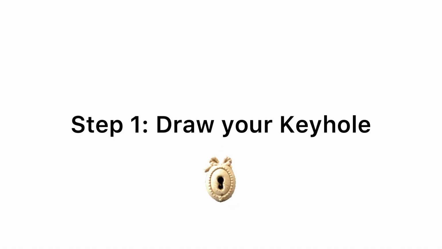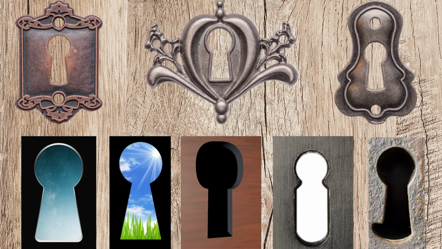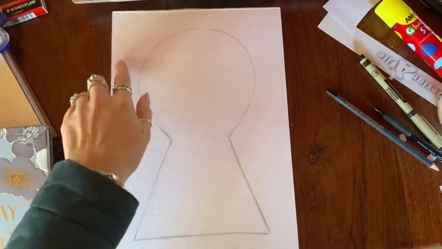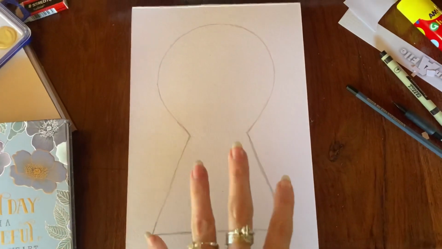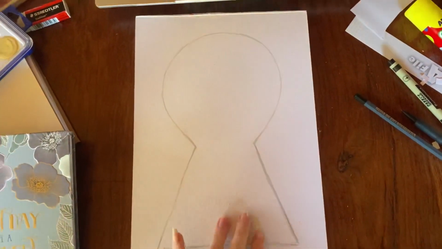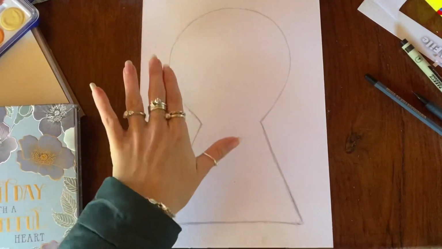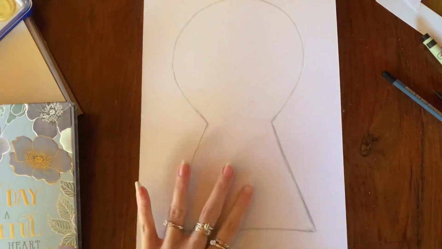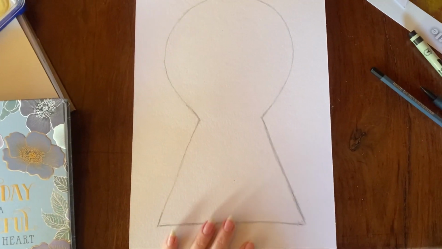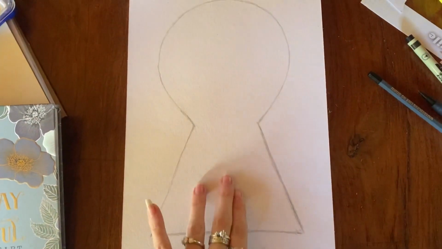Step 1. Draw your keyhole. I put some examples here just to give you an idea of shapes and designs. You can choose whatever kind you'd like. The first thing we're going to do is our keyhole. So I've drawn mine. This is going to act as our frame. So we're going to look through the keyhole at another world. So draw your keyhole first, then we're going to do the wood of the door. And once you've done that, then we're going to do our landscape through the keyhole.